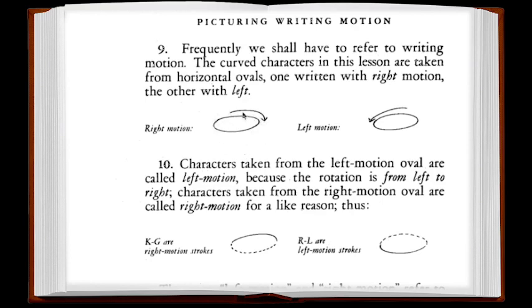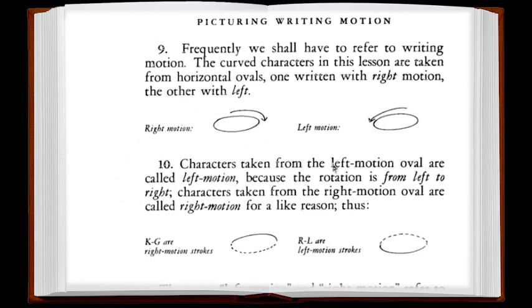That's the direction of writing. Now, when we are writing the letters R and L, we are making a left motion oval. However, we just write the bottom half of that. That's your R. Don't write the top half, just the bottom half. And that's your R and L.